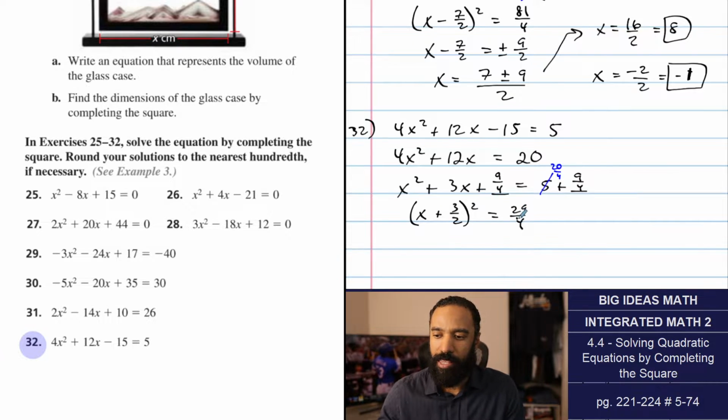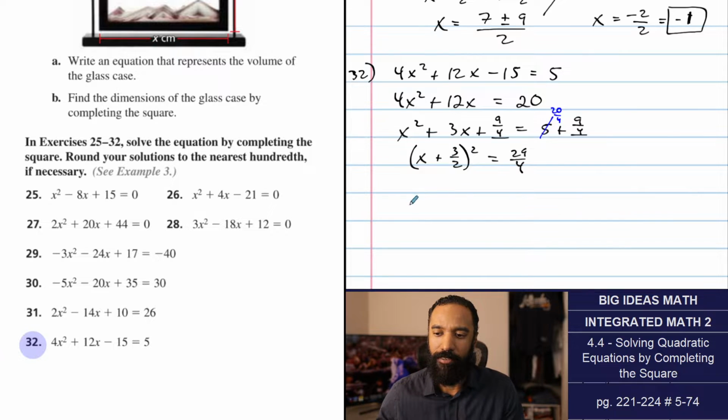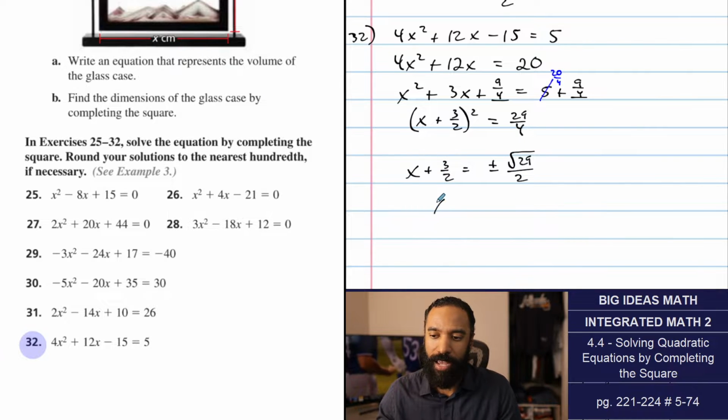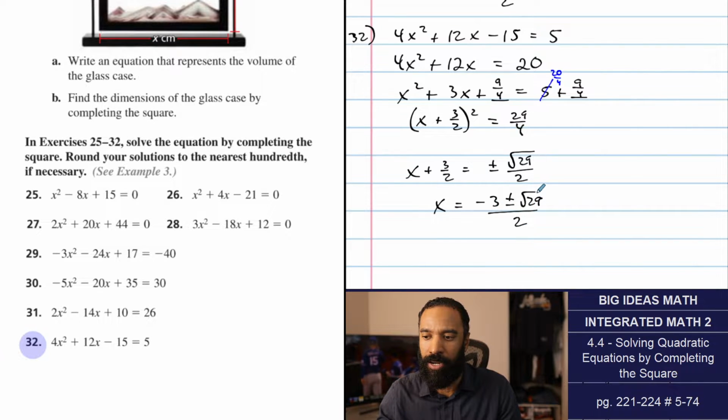As we take the square root of both sides, we have x plus 3 halves equals plus or minus square root of 29, which is a totally prime number, very unsimplifiable, all over 2. I'm waiting for some simplified ones, not here yet. And we subtract 3/2 from both sides, we'll get negative 3 plus or minus root 29 all over 2. They share a common denominator. There's an exact answer set.